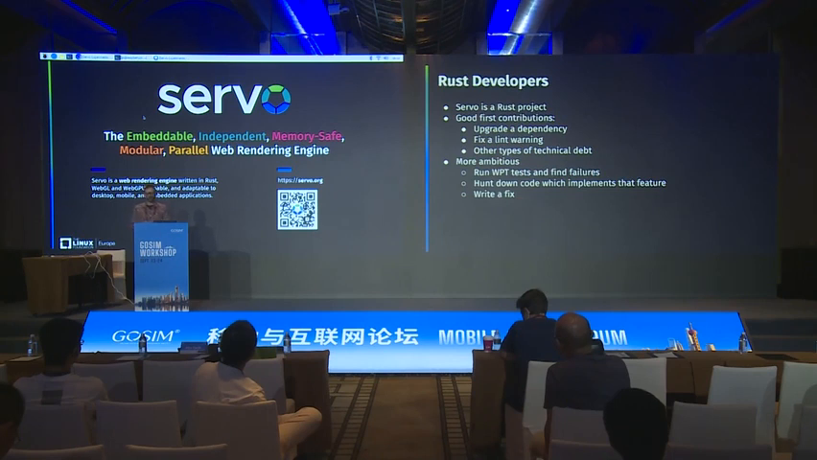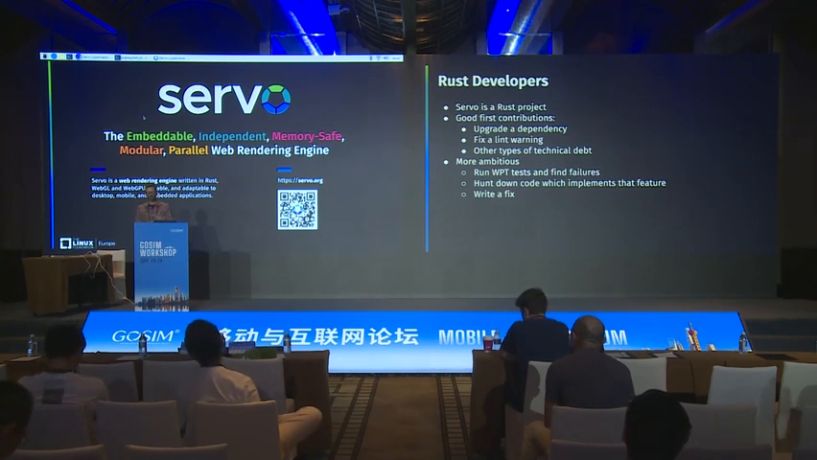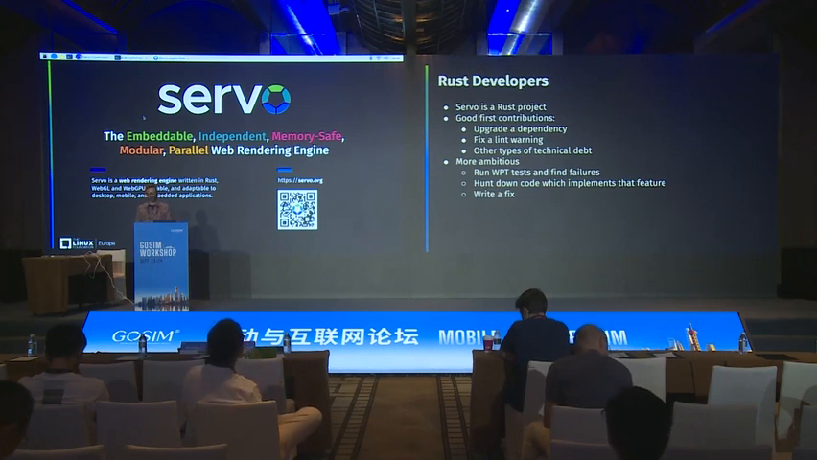If you are a Rust developer, obviously Servo is a Rust project, and there are lots of good first contributions to Servo. A very simple thing, this is a maintenance task, but it's a nice way to dip your toe into the process of contributing to the browser: upgrade a dependency. This is a thing that we're always doing. We're always upgrading our dependencies, fixing minor build issues. It's just a piece of life when you are a Rust project. Fix a lint warning, another great starter project, and lots of other types of technical debt. Refactors that need to happen, there's many things.